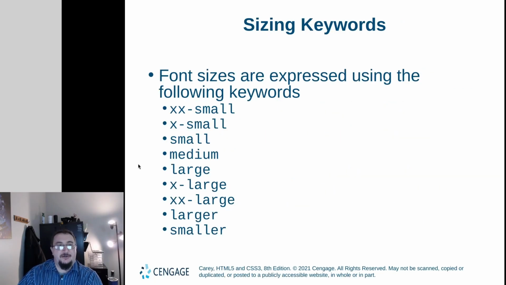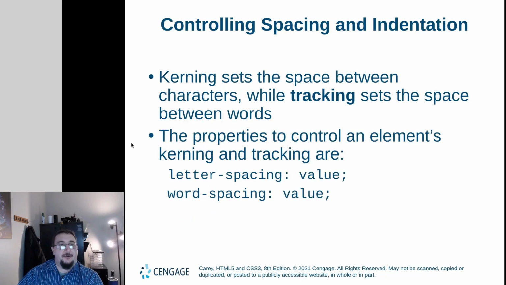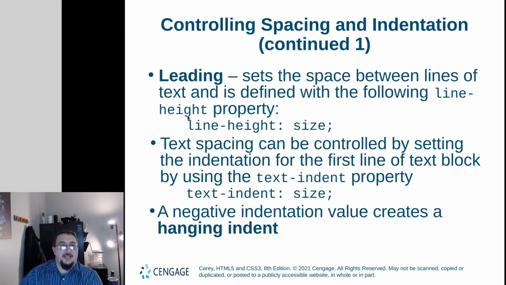Font sizes, you can set those with names, or you can also set them with actual size numbers. Kerning is space between fonts. You can set those specifically with the letter-spacing attribute and the word-spacing attribute. You can set line height using line-height, set indentation by text-indent, and you can also create a hanging indent for a negative indentation.